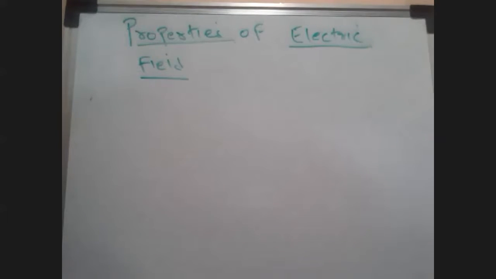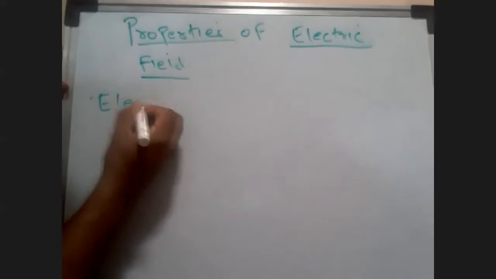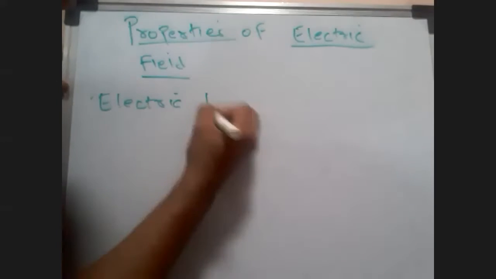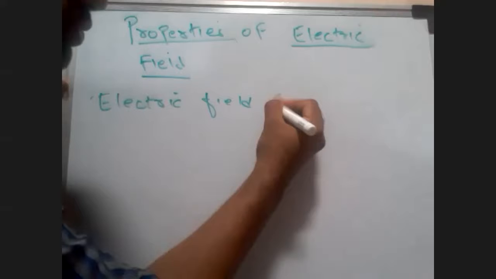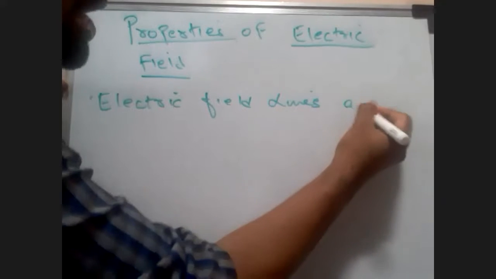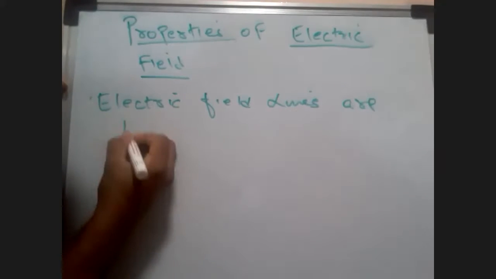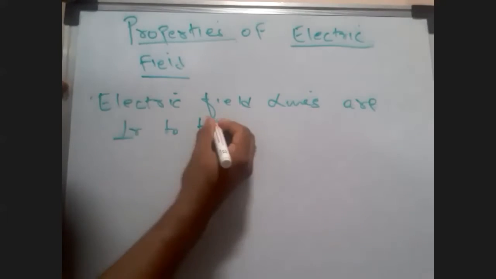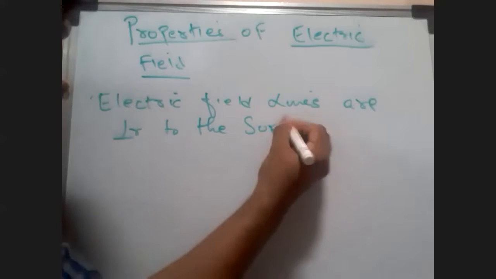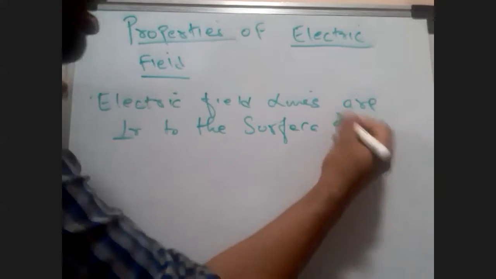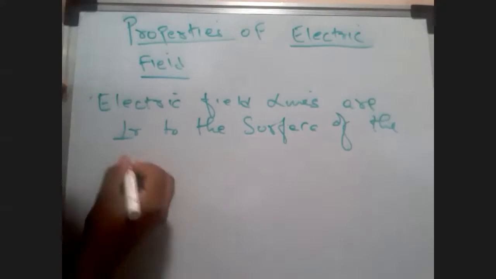Now the next property: electric field lines are perpendicular to the surface of the conductor.